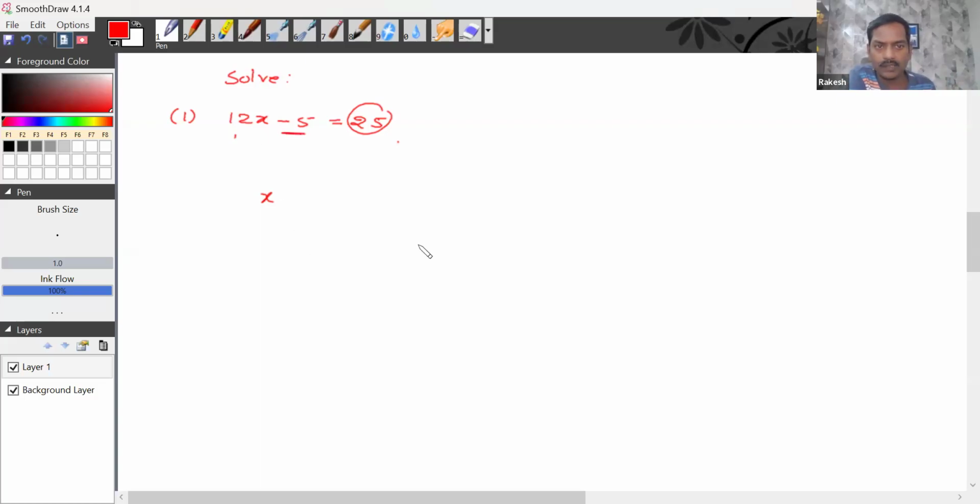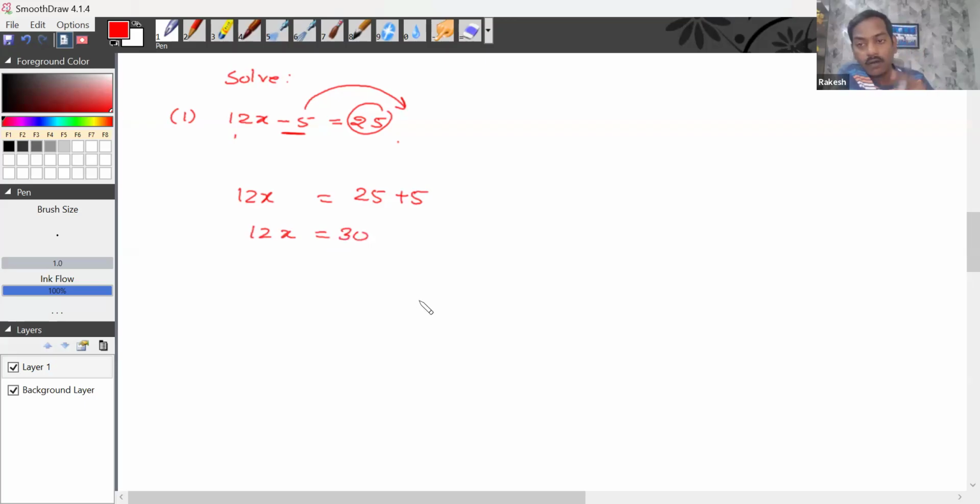So I want this minus 5 to be shifted from LHS to RHS. So 12 of x will remain here. This minus 5, when transposed, changes its sign. When something in the LHS is transposed to the RHS, it changes its sign. If the sign is plus, that will become minus, and if the sign is minus, that will become plus. So this is 25 on the RHS, this minus sign will become plus sign, right? So again, we can say that this 12 of x is equal to what? 30.